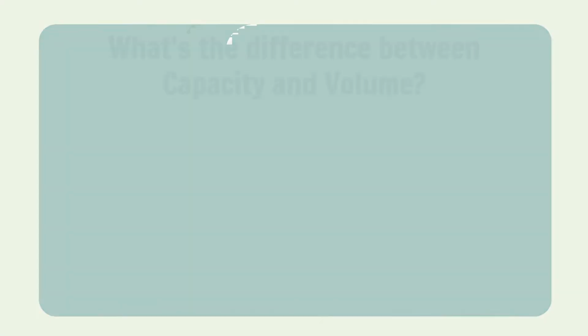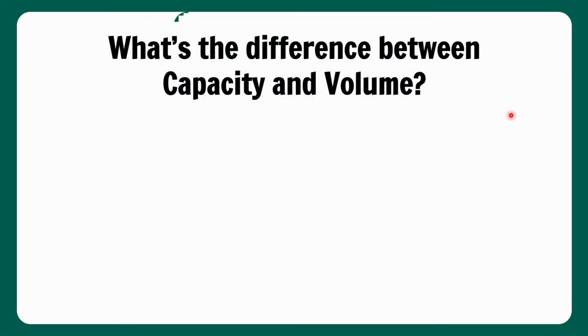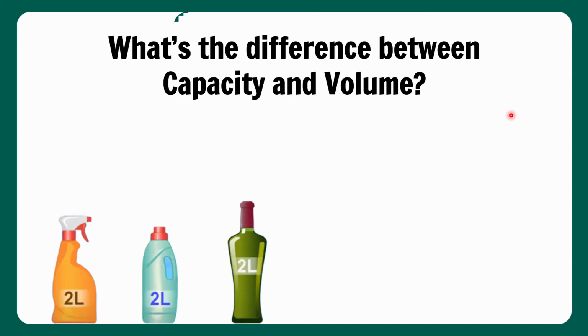So, let's take a look at the following bottles. They all look different in terms of shapes, heights, colors, and liquids inside, but they have one common property. The amounts of liquids inside the bottles are the same. Each bottle holds 2 liters of a liquid.